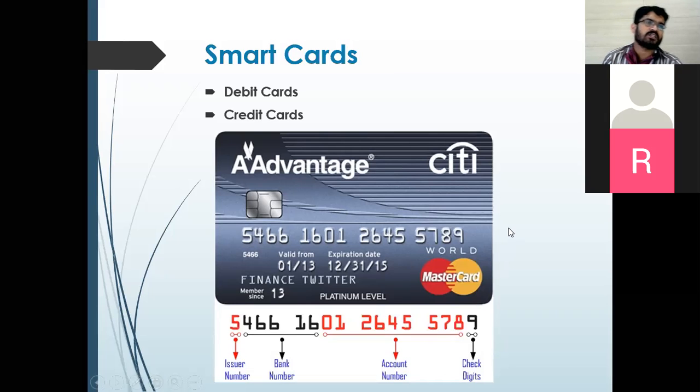Then we have something called a CVV number, which is not a secret number, but a unique number for each and every card, used for doing online transactions. When you're making payments through debit cards and credit cards, you need to enter the CVV number. So that's what a card looks like, whether it is a debit card or a credit card.